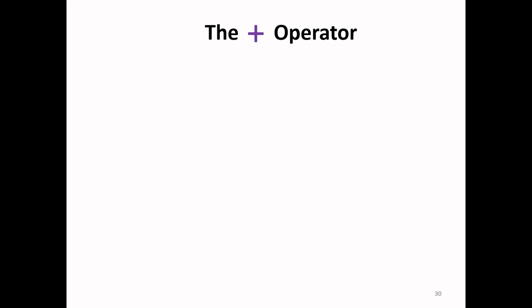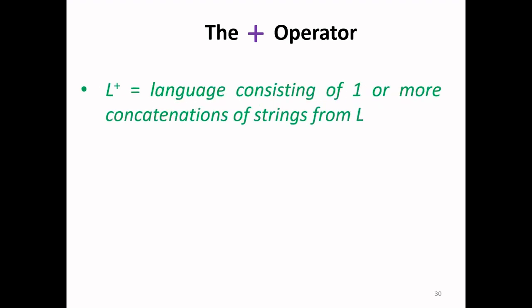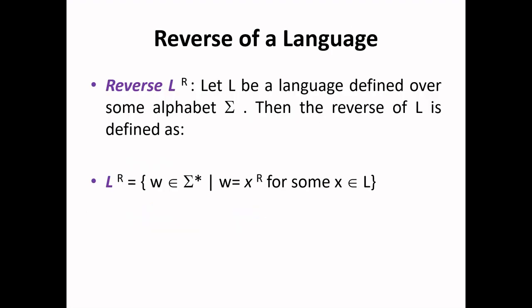Plus operator. L plus is a language consisting of one or more concatenations of strings from L. How is it different from star? L plus is L concatenated with L star, or L plus can also be defined as L star minus epsilon if and only if epsilon does not belong to L.